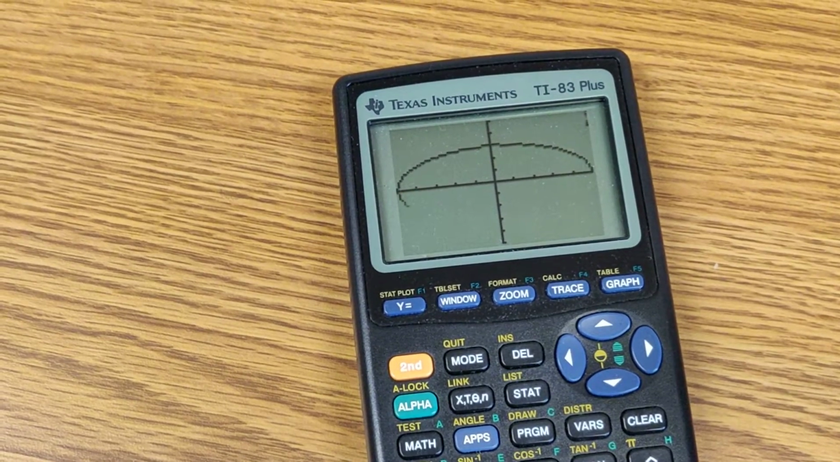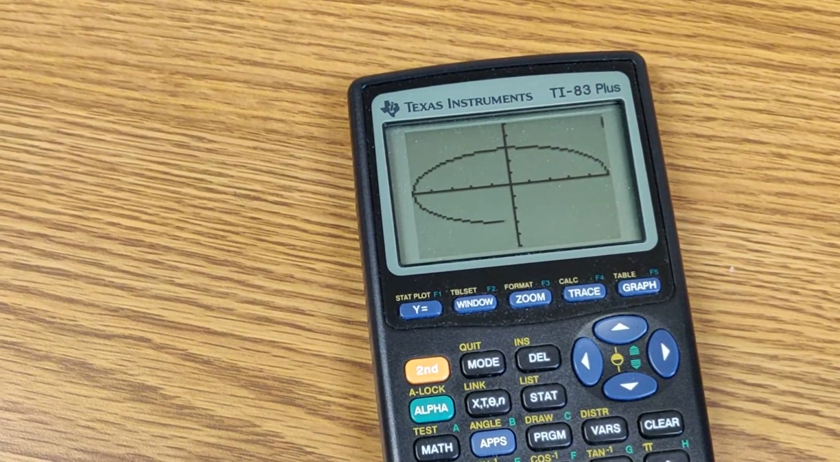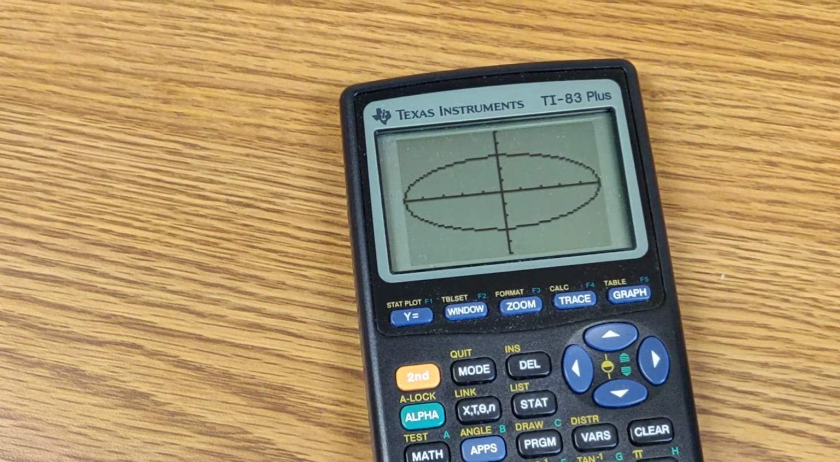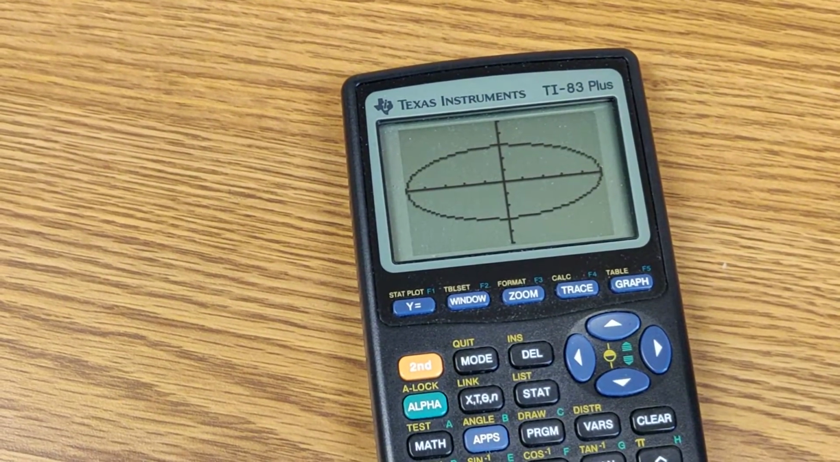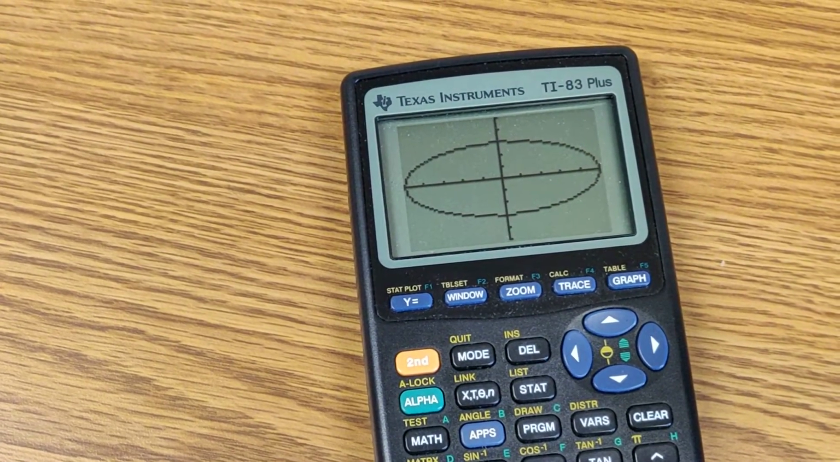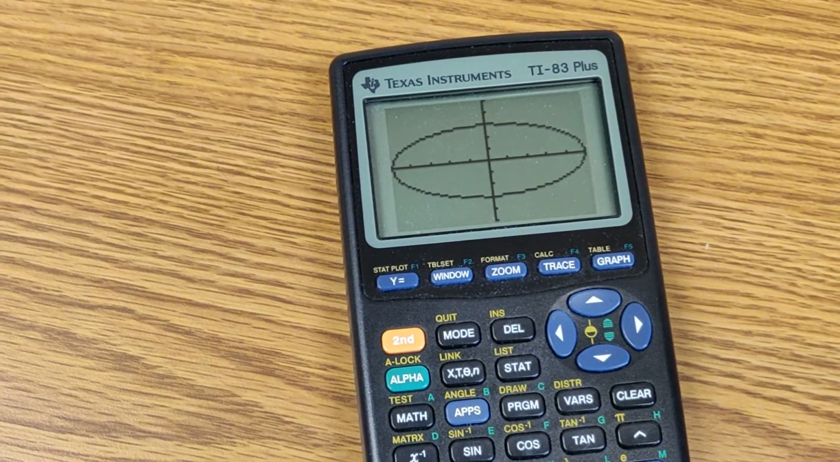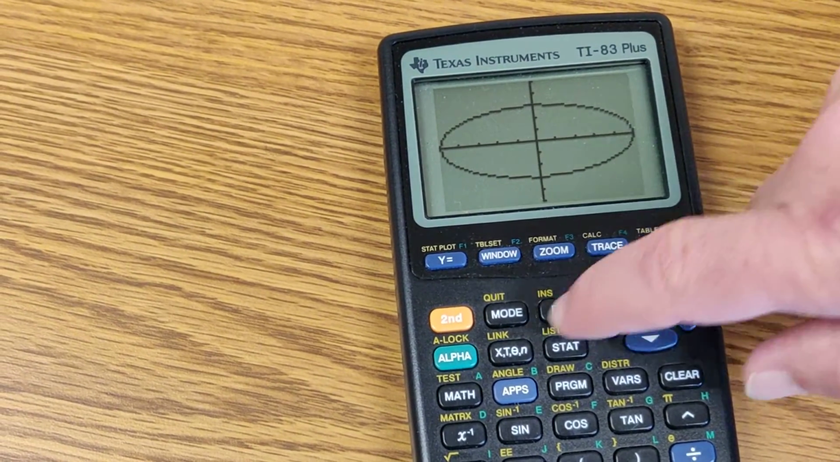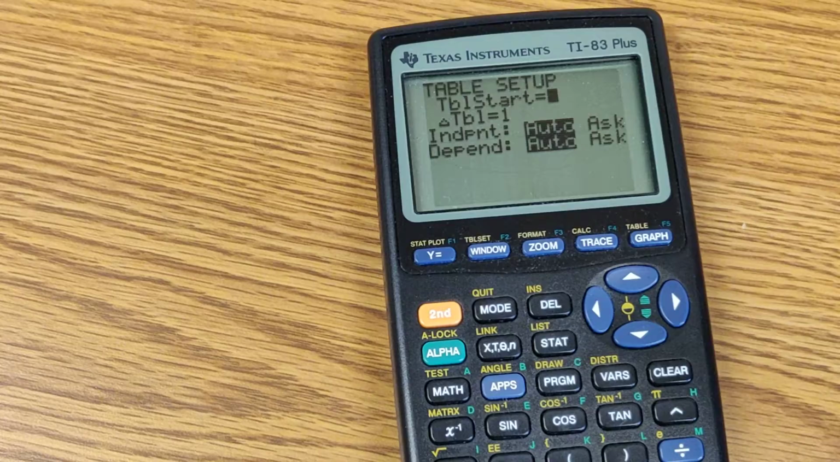This is what an ellipse looks like. Look very carefully at the graph. Notice y-intercepts (0, 3) and (0, -3). X-intercepts (5, 0) and (-5, 0). So there's our graph. If you want your graph to be accurate, you can go second, table set.